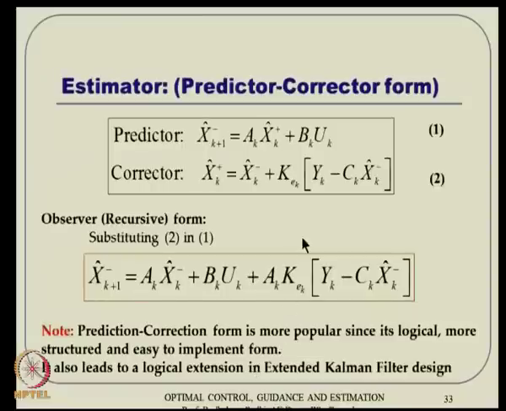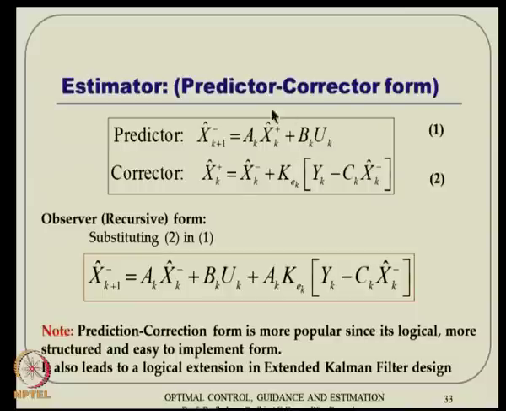So, there are two ways of looking at it, and the first way is very popular and logically so. This form tells, okay, I will propose it this way. That means there is a predictor equation and there is a corrector equation. If you substitute equation 2 in 1, you can always get this form, which looks very close to what you have done in continuous time actually. So, this is actually the observer form, or recursive form they call.